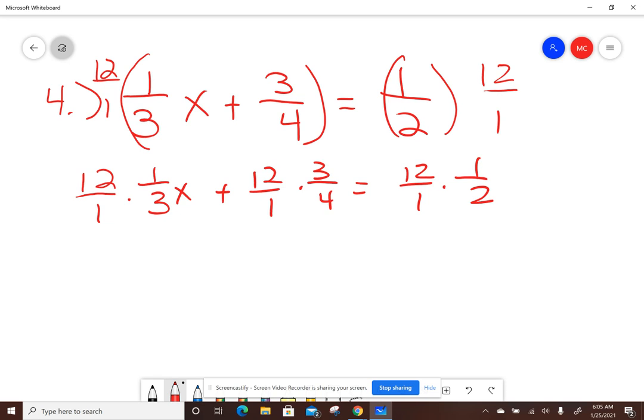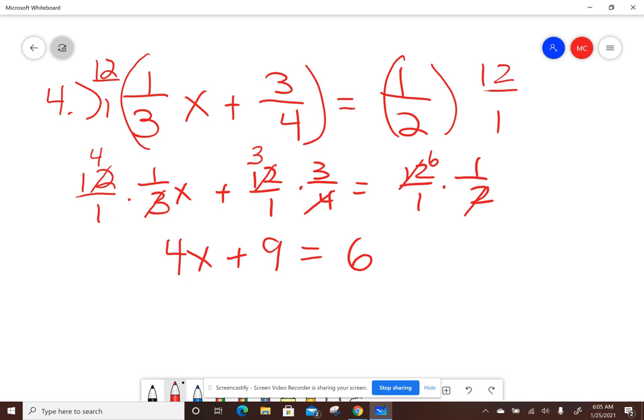It's personal preference. This 3 and this 12, that makes that a 4. This 4 and this 12, that makes that a 3. This 12 and this 2, that makes that a 6. So this becomes 4x plus 9 equals 6. So now this is much easier to solve since I got rid of all the fractions.